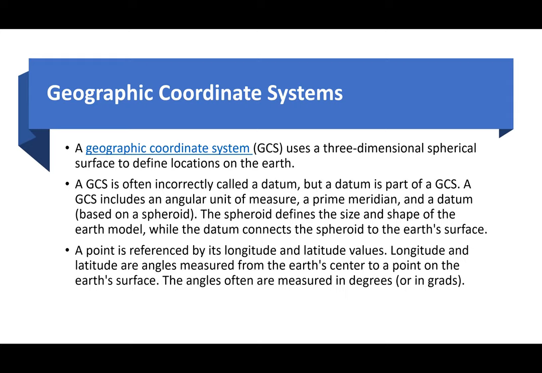A geographic coordinate system includes an angular unit of measure, a prime meridian, and a datum, which is based on a spheroid. What shape really is our planet? Is it a perfect sphere? No, there are, again, depressions and elevations that change this model. The spheroid defines the size and shape of the Earth model, while the datum connects the spheroid to the Earth's surface. And a point is referenced by its latitude and longitude values. Longitude and latitude are angles measured from the Earth's center to a point on the Earth's surface. And the angles are often measured in degrees or in grads.